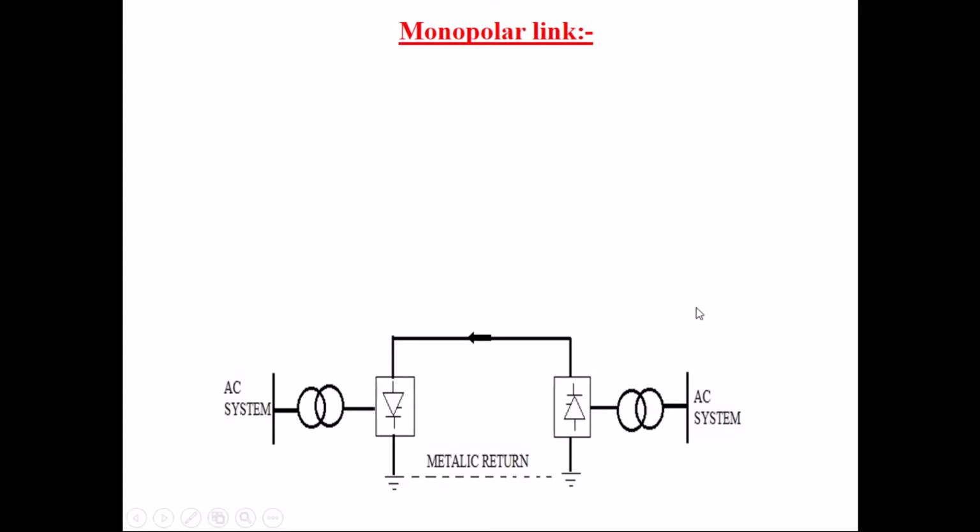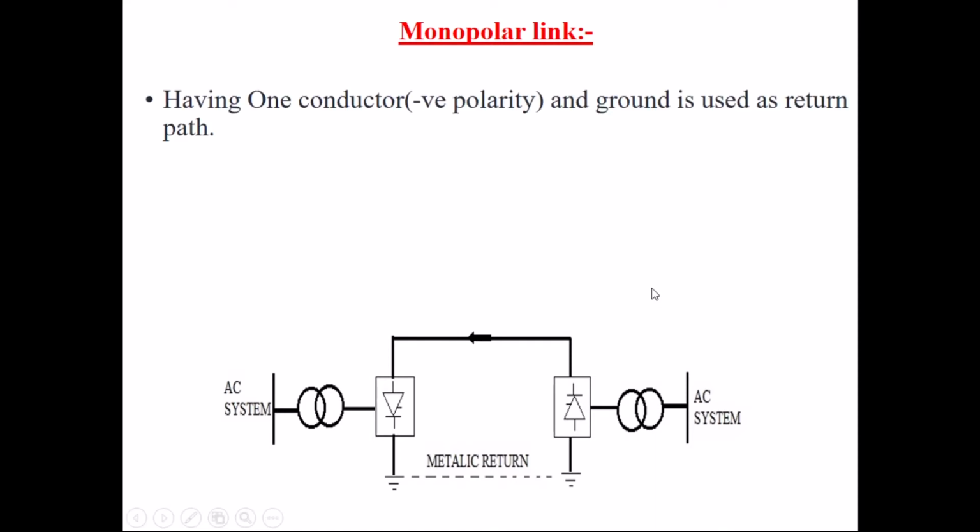Good morning, students. In the last lecture we started the types of HVDC link, and first we started with the monopolar link. As you already studied, in a monopolar link we use only one conductor, and generally we use negative polarity to reduce the corona loss. Comparatively, corona loss is less with negative polarity of the conductor than with positive polarity.